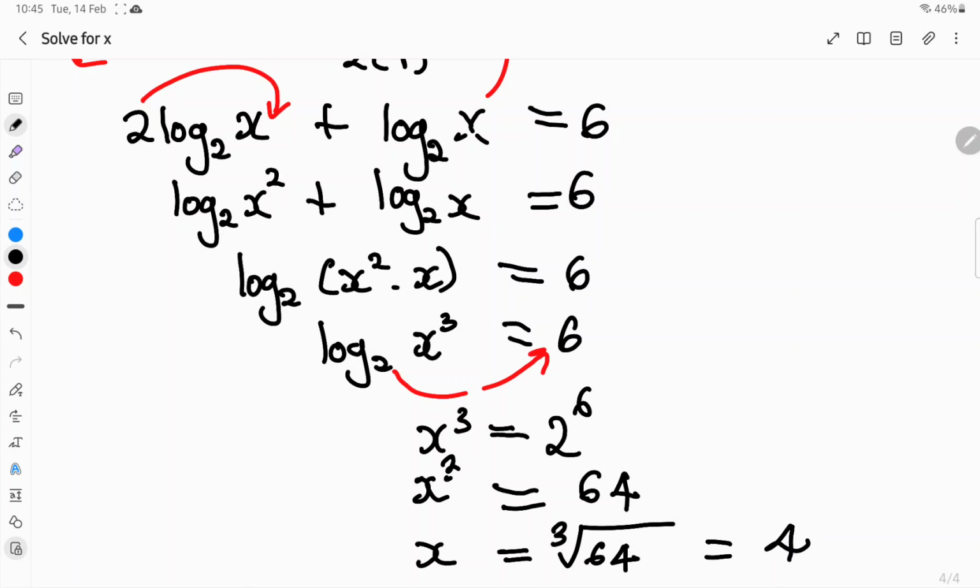What I can emphasize is that you should always remember your laws of logs and laws of exponentials. Those laws are very important.